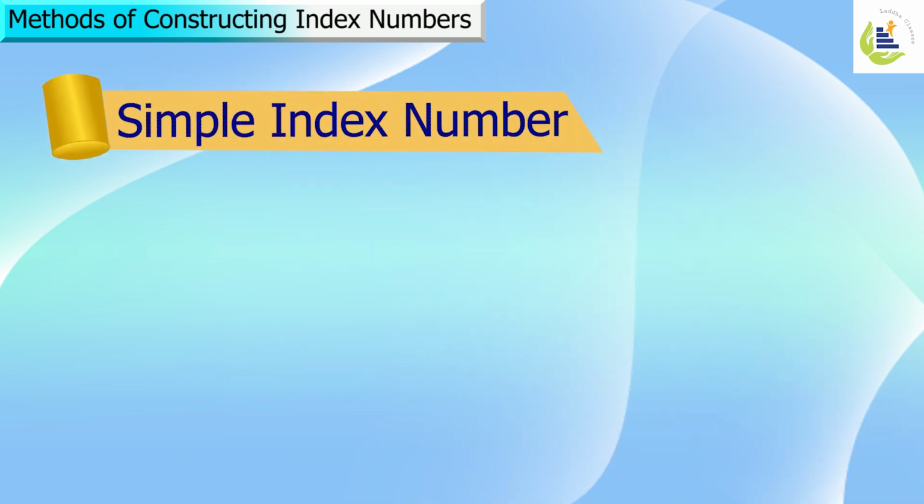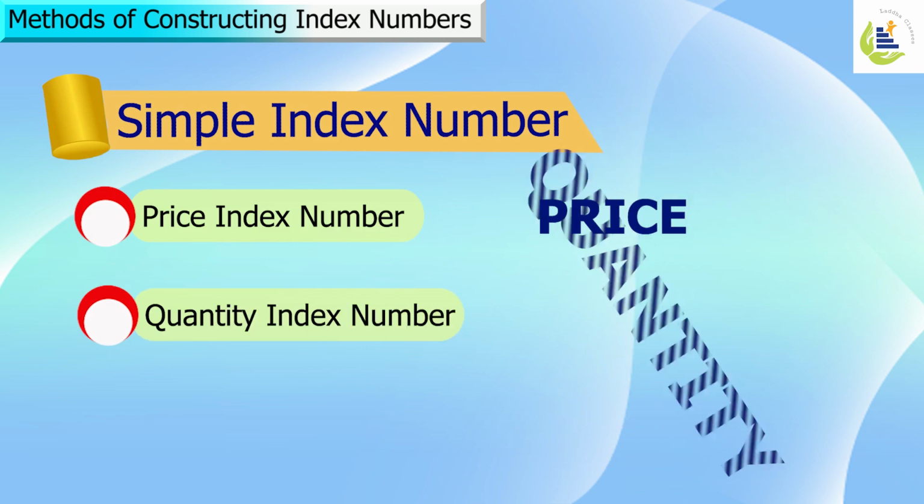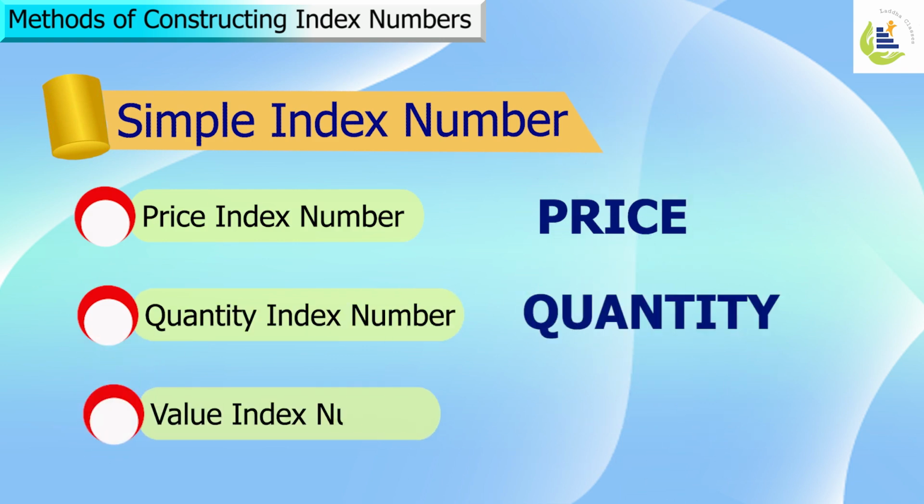Simple index numbers are further categorized as price index number to study price changes, quantity index number to study quantity changes, and value index number to study value changes.